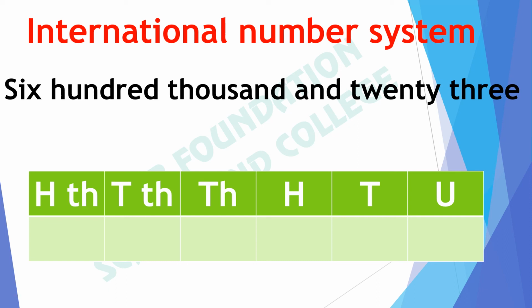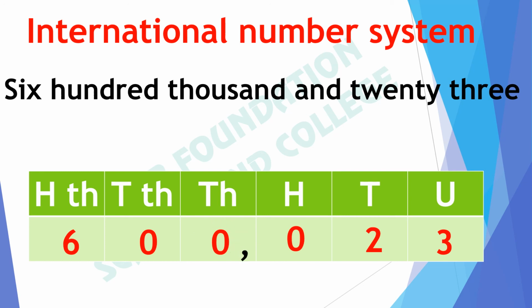How many 100,000s are there? There are 600,000s. Is there any 10,000? No. So what will we place there? We will place 0. Is there any 1,000? No. We will place 0. Is there any 100 in this number? No. So we will place 0. Now students, you will tell me how many tens are there? There are 2 tens and 3 units.